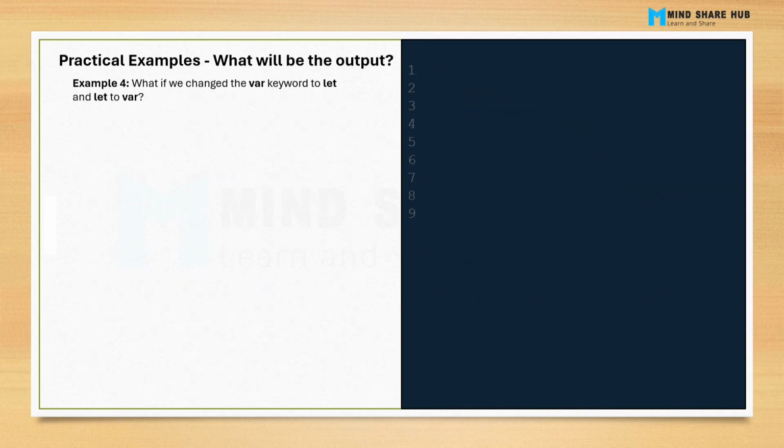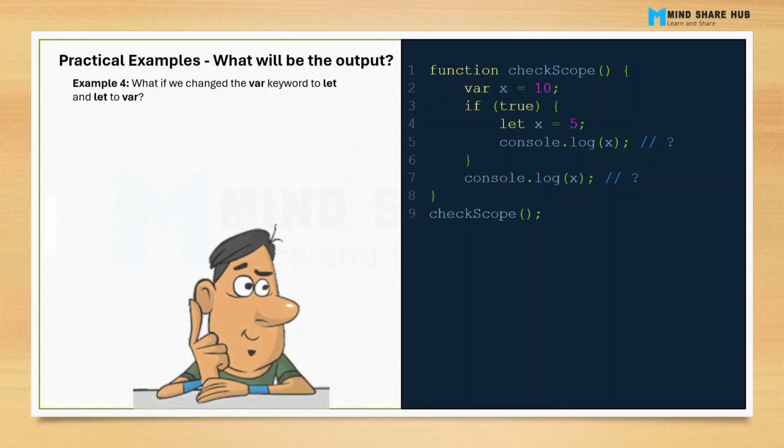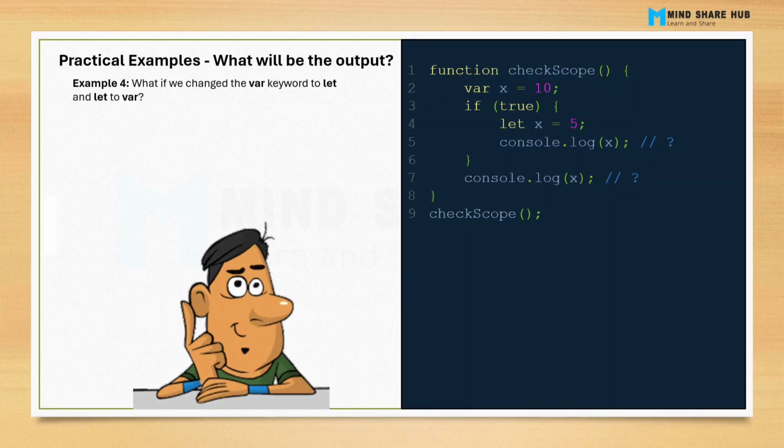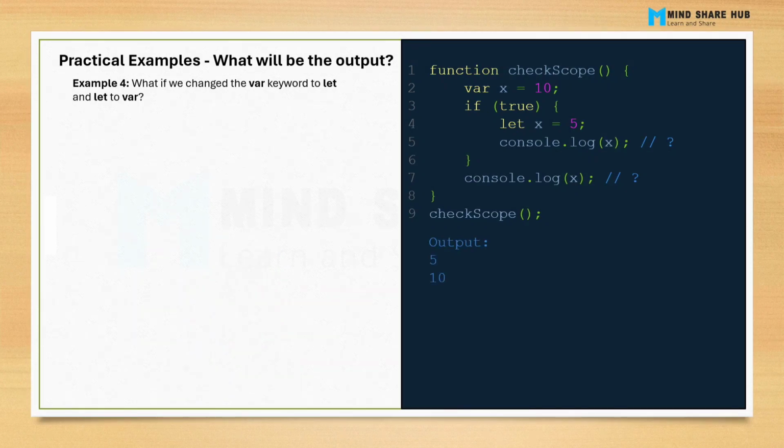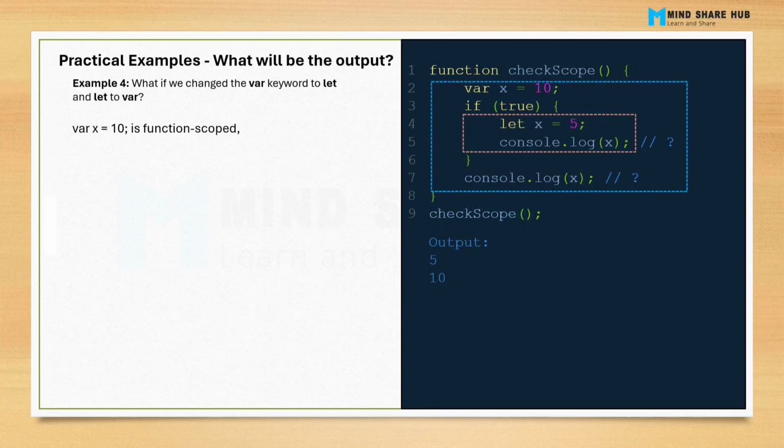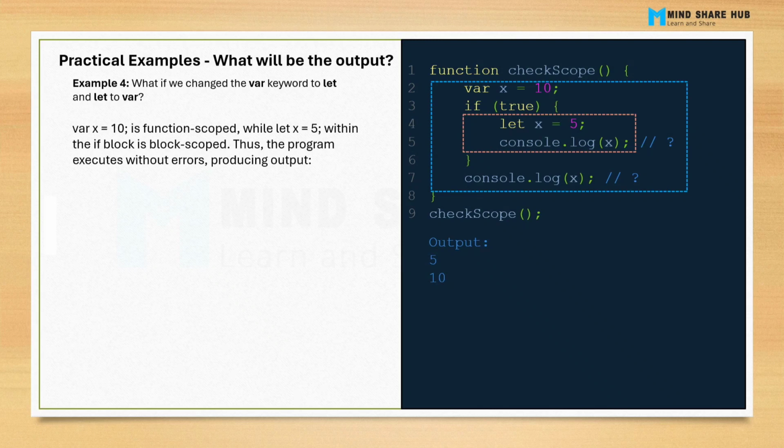Example 4. What if we change the var keyword to let and let to var? Var x equals 10 is function scoped, while let x equals 5 within the if block is block scoped. Thus, the program executes without errors, producing output.